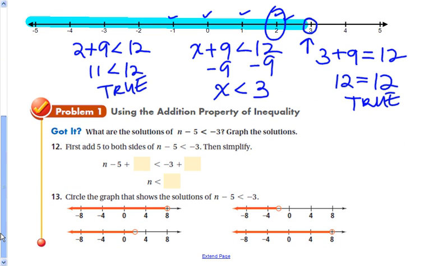And the answers for problem 1 are, we're going to add 5 to both sides. So we get n is less than 2. And n is less than 2 is this graph, which has an open circle because we're not including 2. And then it shows all numbers that are smaller than 2.